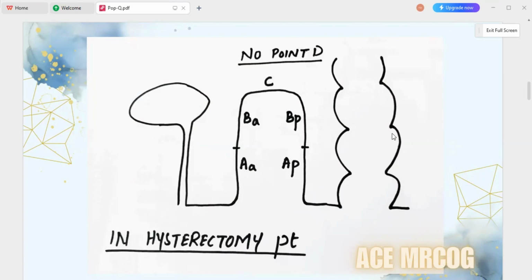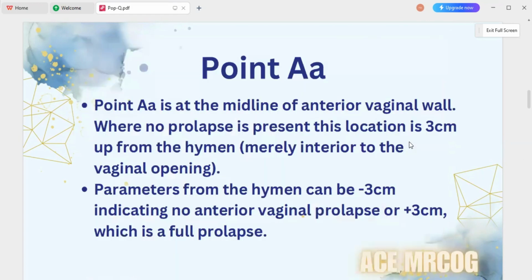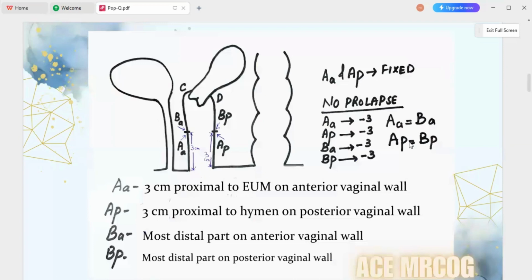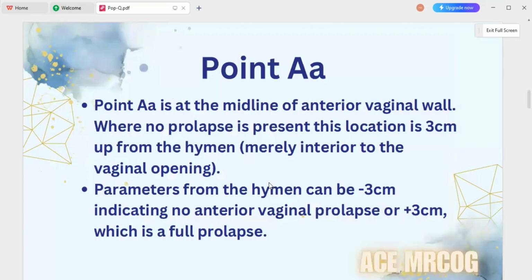Okay, so coming forward, I'm going to explain each point for you in somewhat more detail. Now, you should keep this figure in mind while I'm explaining all the points one by one so that it is more clear for you. So first of all, we have point AA.